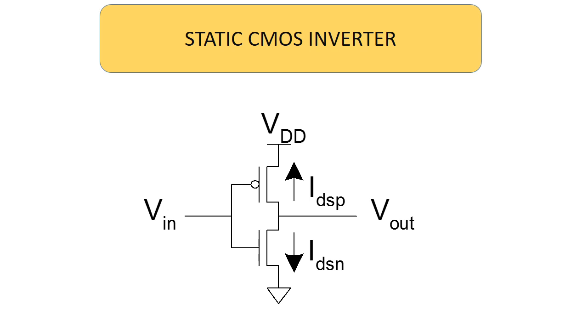The static CMOS inverter is again a static CMOS. It has a PMOS and an NMOS. The input voltage is given to both the PMOS and the NMOS. The input voltage to the NMOS is Vin minus 0, which is equal to Vin. And the input voltage to the PMOS is Vin minus VDD.